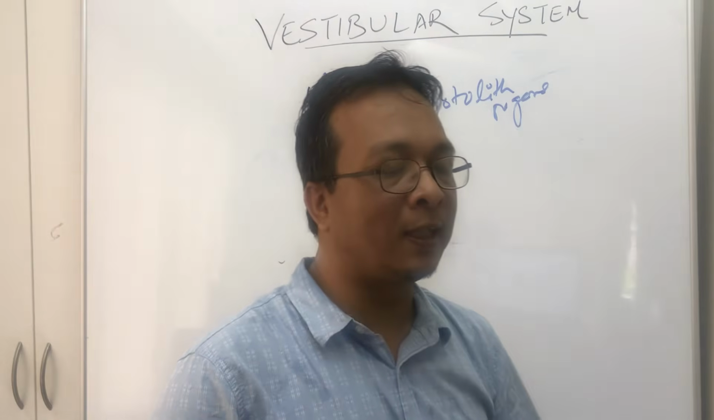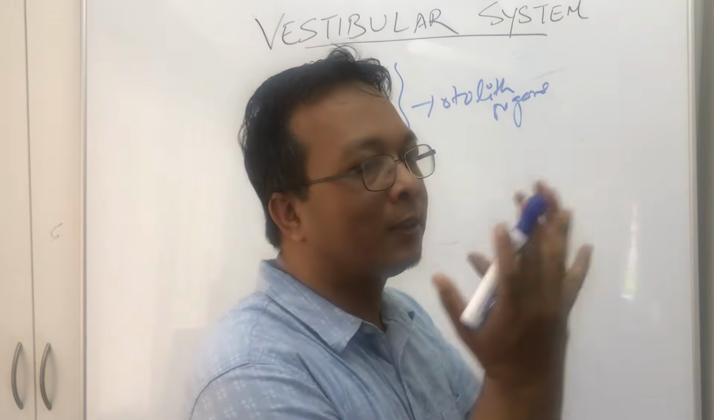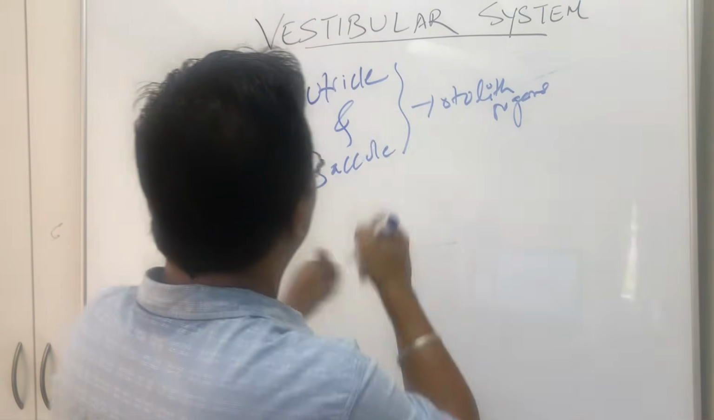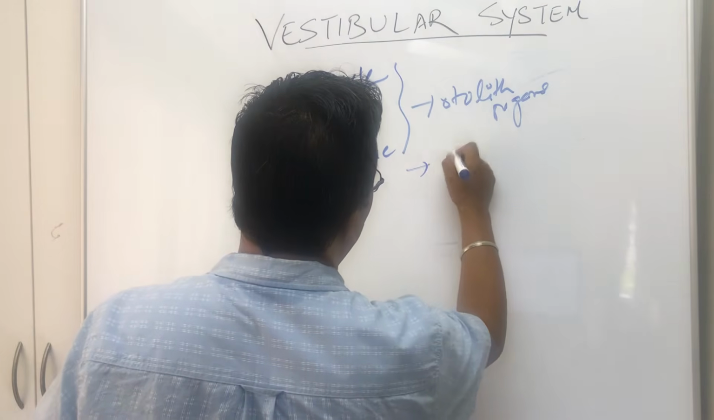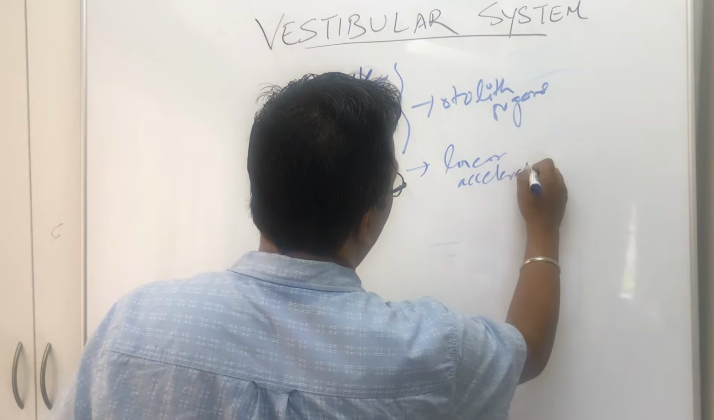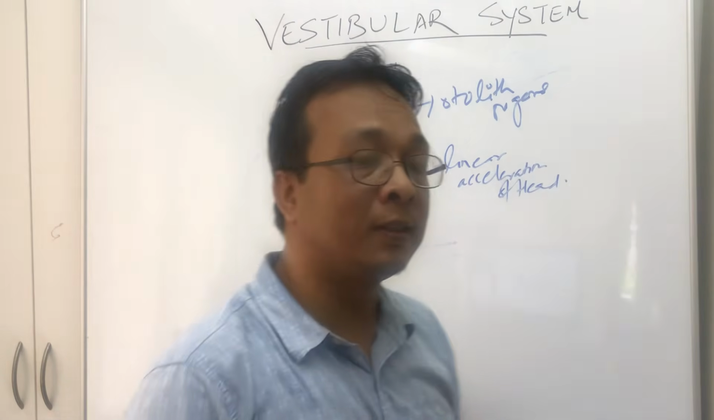Suppose you are sitting in a car, and when you are moving inside the car, there is acceleration of your body also. So your head is also moving, right, in the car. So utricle and saccule, they tell about the linear acceleration of the head.